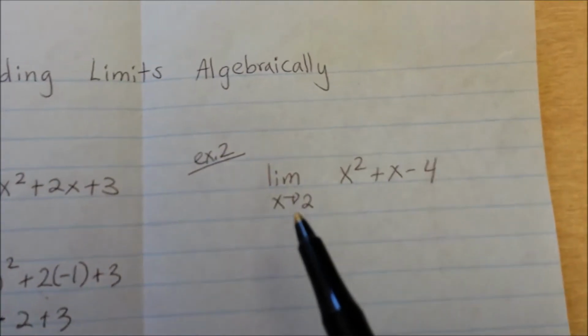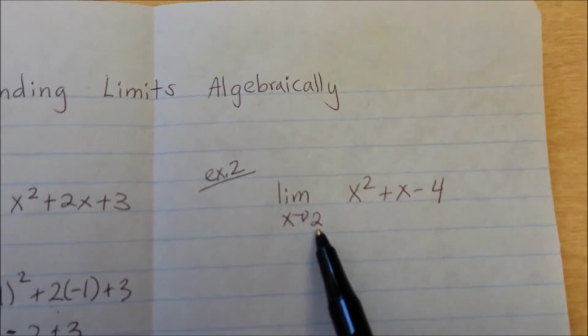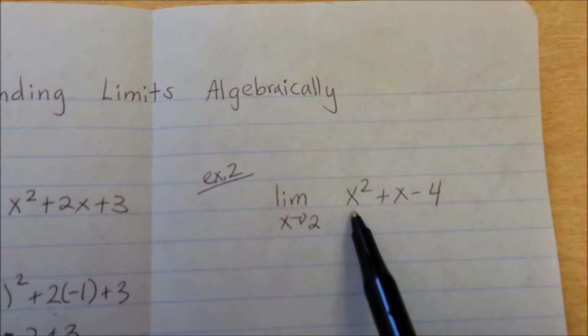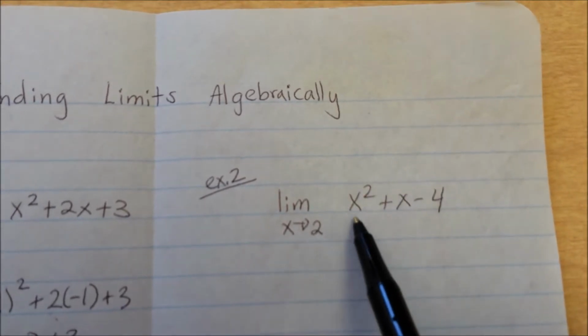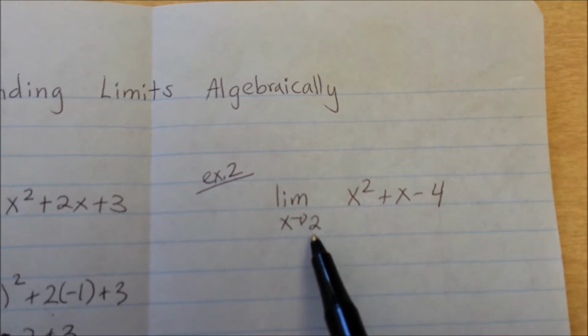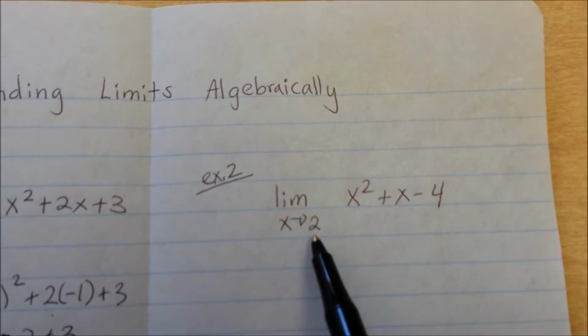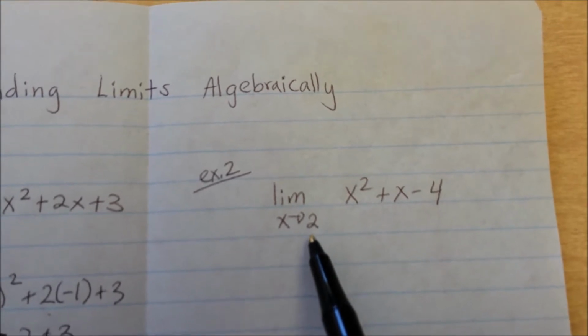Okay? Now example 2, we're doing the same thing. The limit as x approaches 2 of x squared plus x minus 4. If we graph this out, we're trying to figure out what the left side and the right side number is that we approach when x is equal to 2, which we saw yesterday picture-wise. So this time it's going to be algebraically.